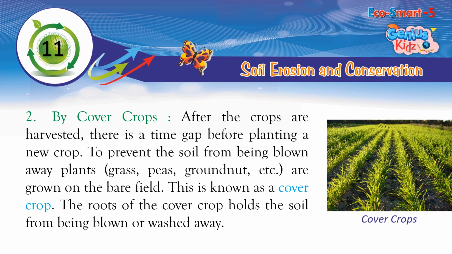2. By cover crops. After the crops are harvested, there is a time gap before planting a new crop. To prevent the soil from being blown away, plants, grass, peas, groundnut, etc. are grown on the bare field. This is known as a cover crop. The roots of the cover crop hold the soil from being blown or washed away.